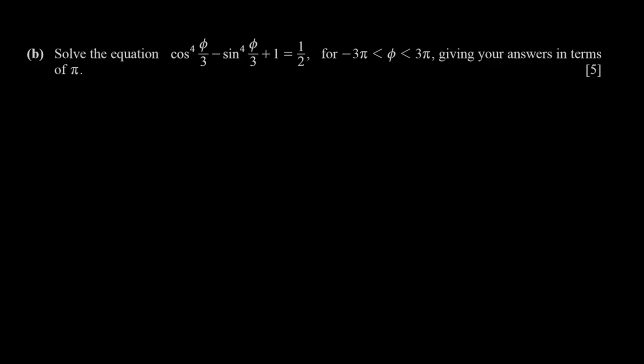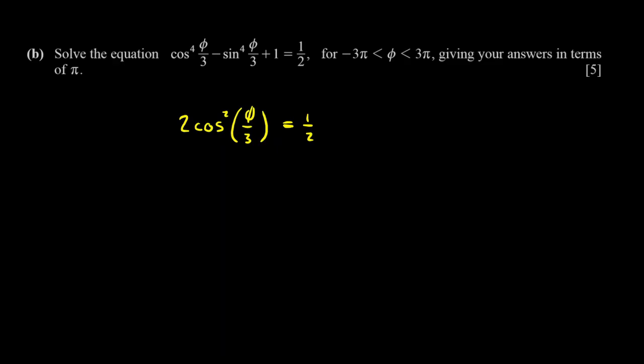Okay, so we're in the second part of our trigonometric question. We want to solve this equation here for phi between minus 3 pi and plus 3 pi, giving our answers in terms of pi. Now, really what we've got to understand is that this expression here, we should recognize from part A, can be rewritten using our trigonometric identity. So what we should see is that this whole thing can be replaced with 2 cos squared phi by 3. Okay? So we're solving 2 cos squared phi by 3 is equal to a half.